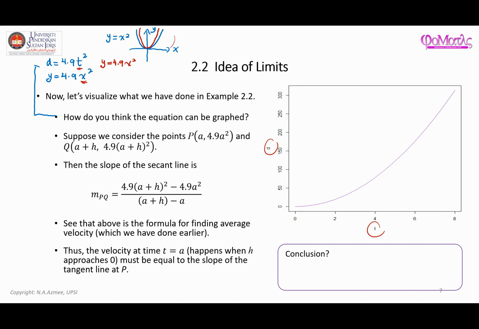Okay, this is t. Right, now suppose you consider a point P, where P is represented by A. You can choose any point, so let's say point P here is represented by A, x is equal to A, so this is the value of x, and this one is the value of y. So if you have point A somewhere here, this is the value of A, therefore you can find what is the value of the y-axis.